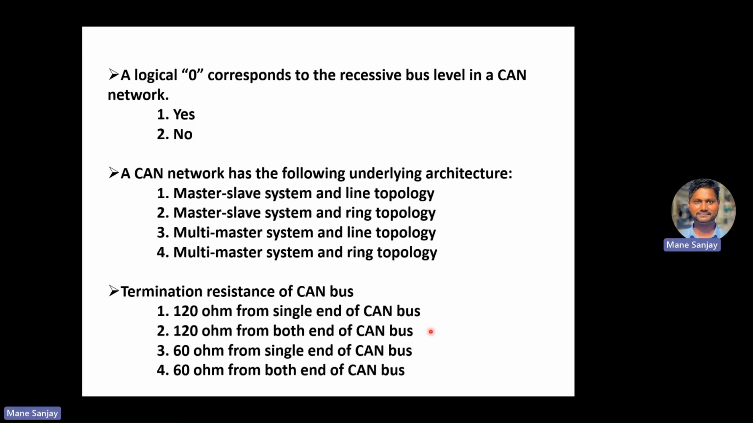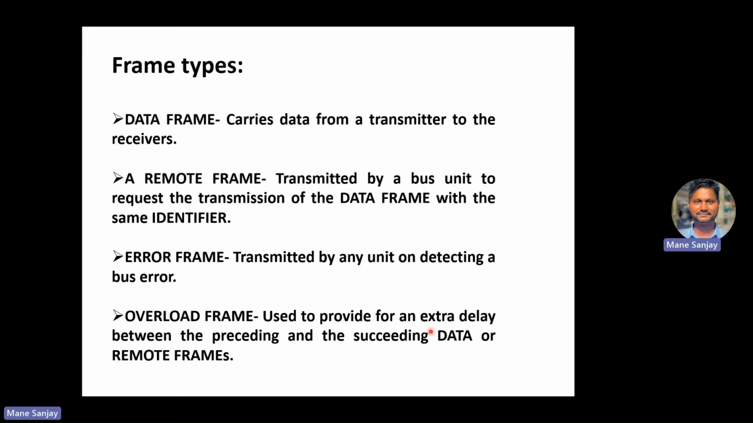When I say CAN is used to carry some information, how does it carry the information? For that, we need a CAN frame. So what is a CAN frame, and what are the different types of CAN frames? There are basically four types of CAN frames. The data frame carries the data from one transmitter to the other. That means transmitter to receiver, and it's multi-master. So every ECU has a data frame.